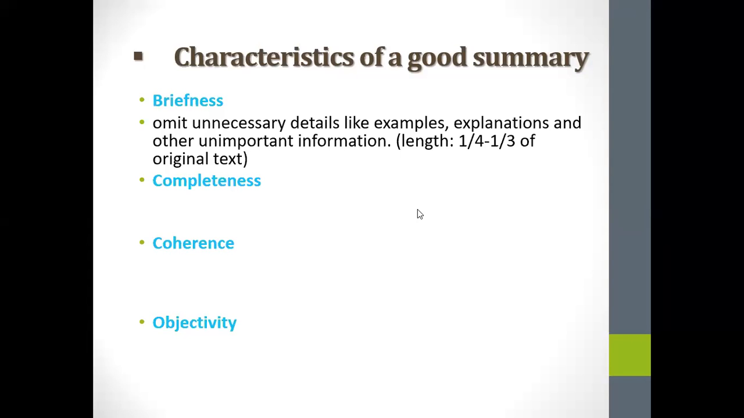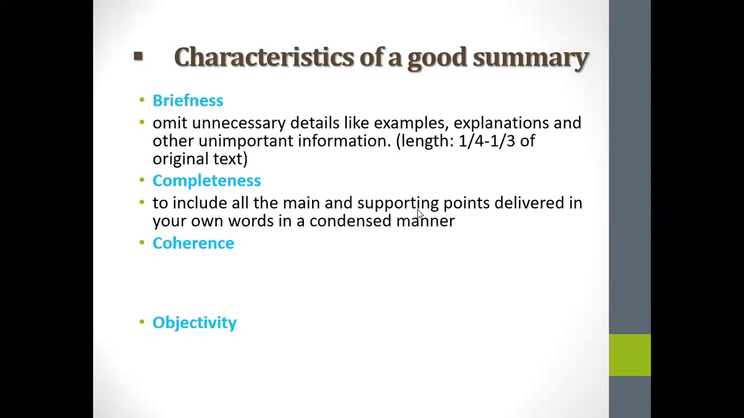The second feature or characteristic here is completeness. What's completeness? Completeness means you must add complete ideas. For example, if your text has 5 main ideas, you can't remove some of them. You must add all 5 ideas, but in a short way. So include all the main and supporting points, delivered in your own words. Again, in your own words. That's what we care for here actually, to write in your own words.